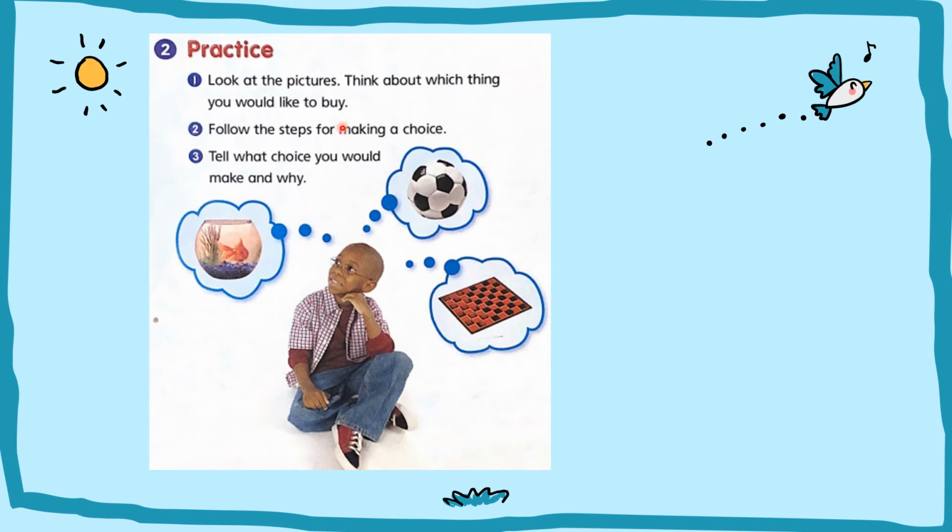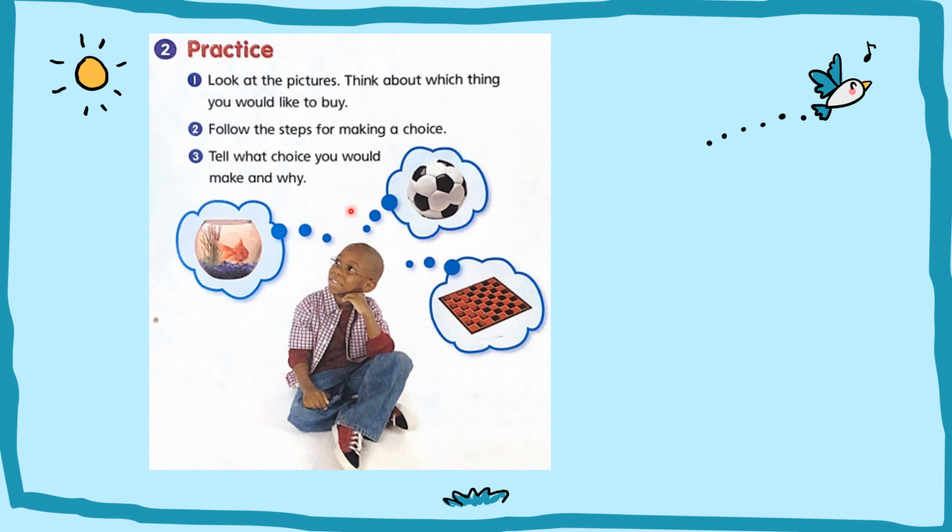Now look at the pictures. Think about which thing you would like to buy. Follow the steps for making a choice. Tell what choice you would make and why. Now, you know already, in order to make a wise choice, you have to consider many things like how important each item is, the cost and benefit of each item, and what you might do instead of buying something. So you have to look at all these things.